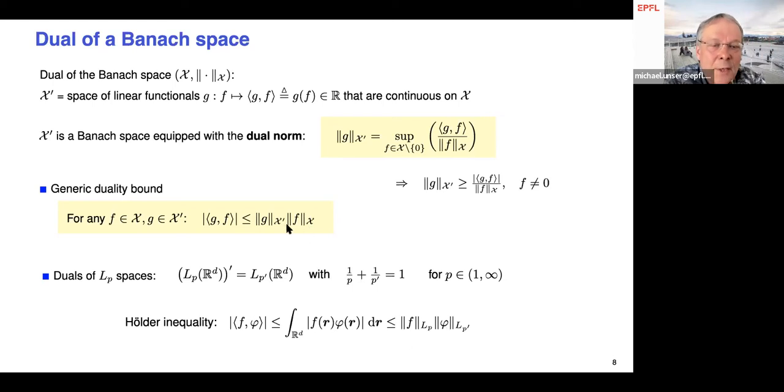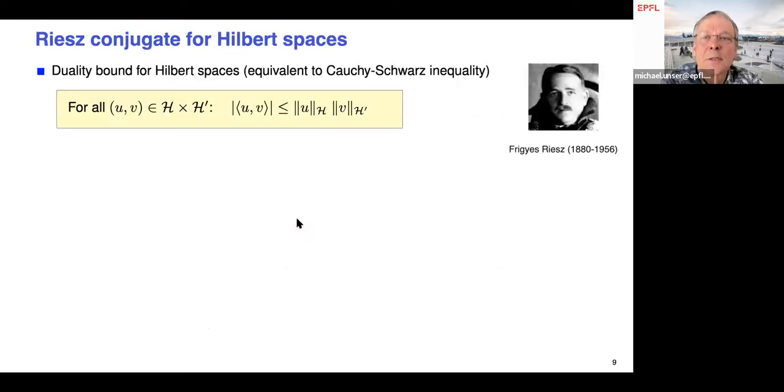But this inequality is true for any Banach space, not only LP spaces. And actually this relates to the so-called Riesz conjugates. Now if you have Hilbert spaces, this is an older theory, but it's well known, and in some sense equivalent to Cauchy-Schwarz. Actually, if you have a Hilbert space and its dual, then this inequality is the same as the duality inequality that I just showed you here.